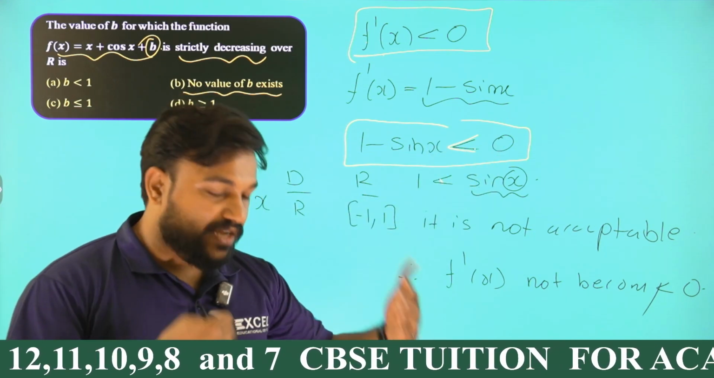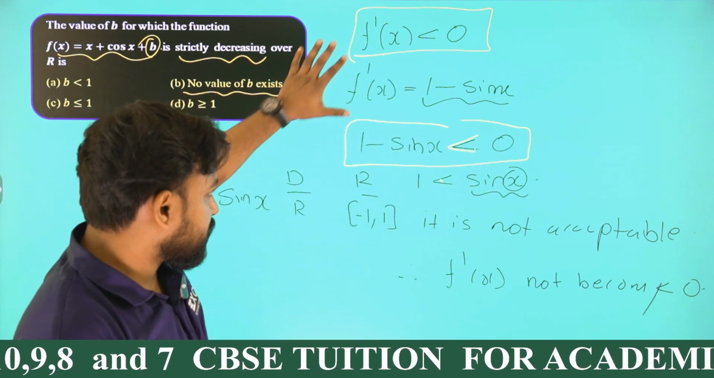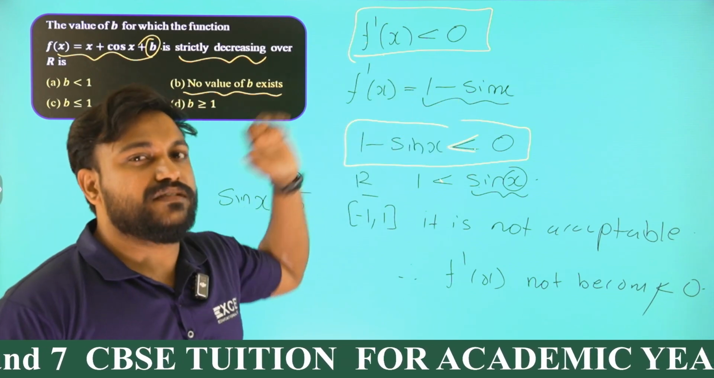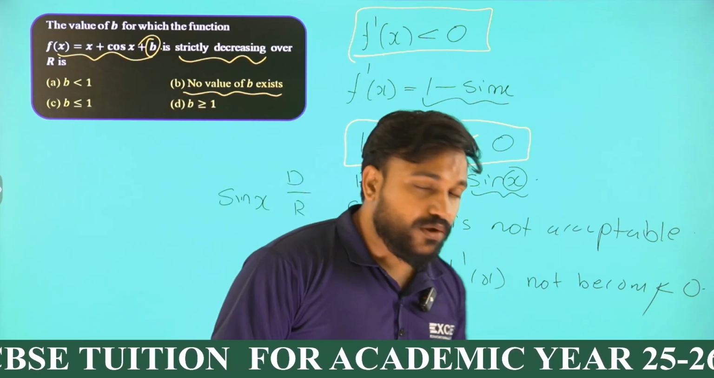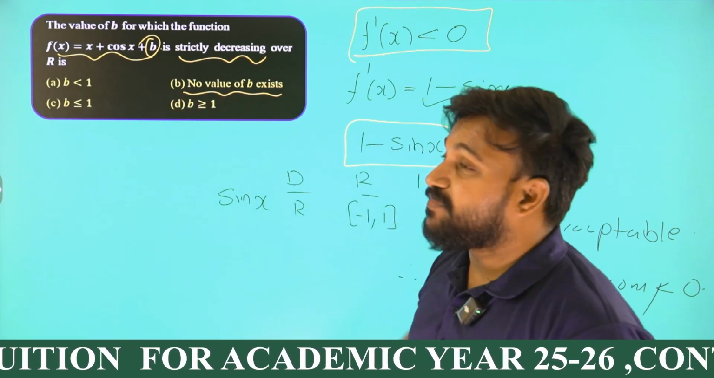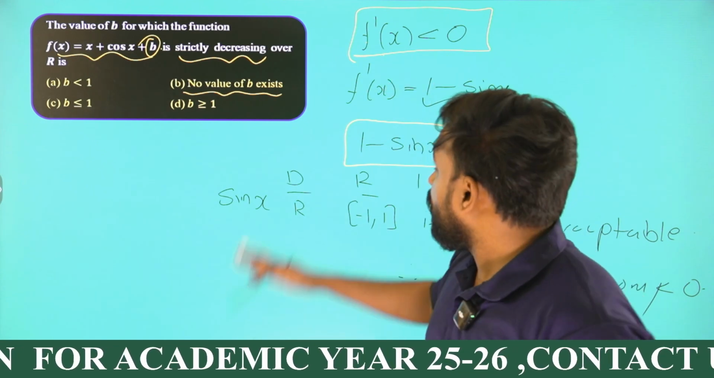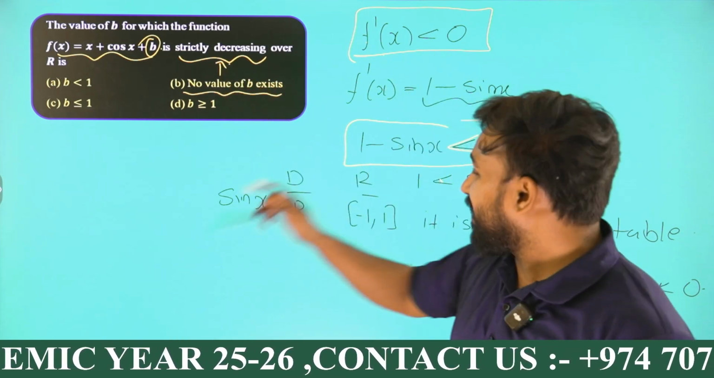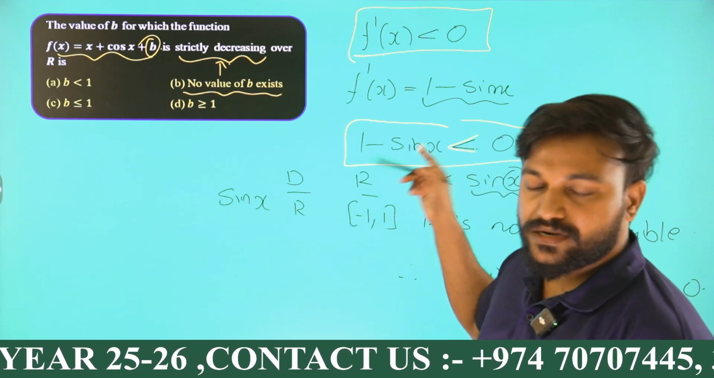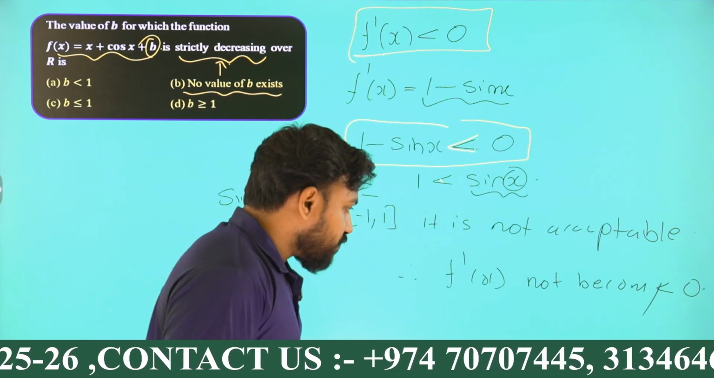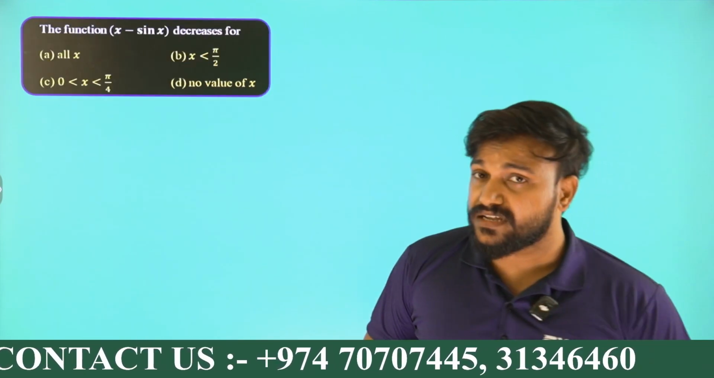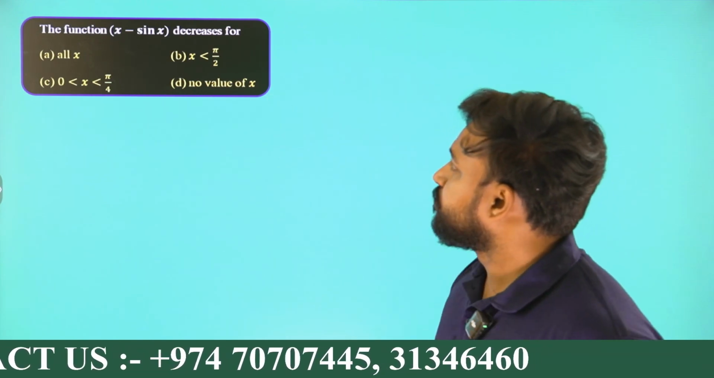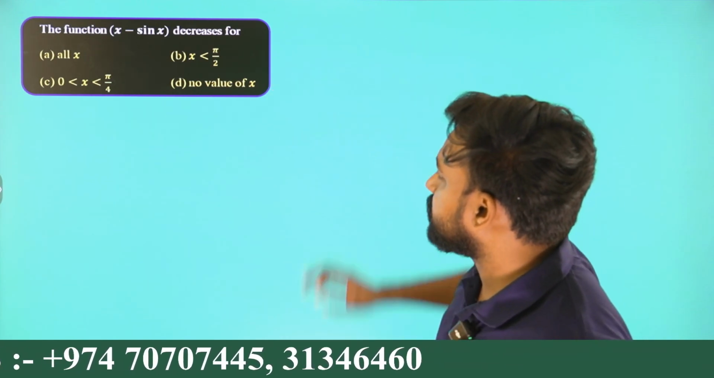Sin x is between -1 and 1. So you have to understand inequality a little bit to answer this kind of question. Easily you can answer. I hope you understood. So no value of b will save this function. No value of b will make this function strictly decreasing, because b doesn't have any involvement in this inequality, of course. So next question. Next question is also: the function x minus sin x decreases for.